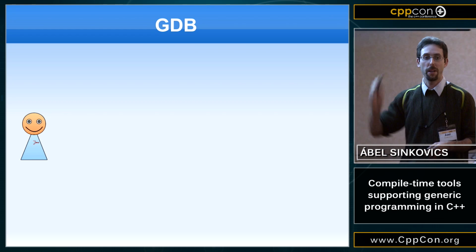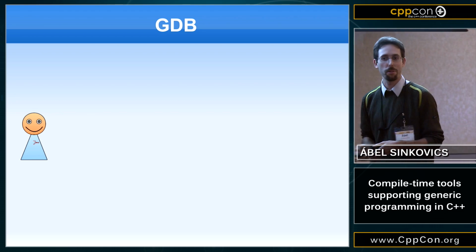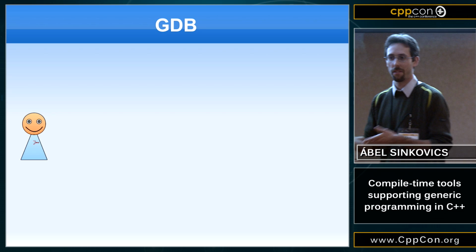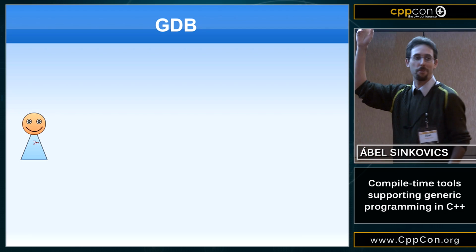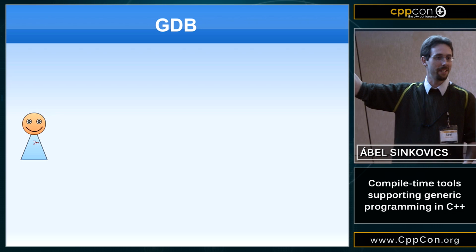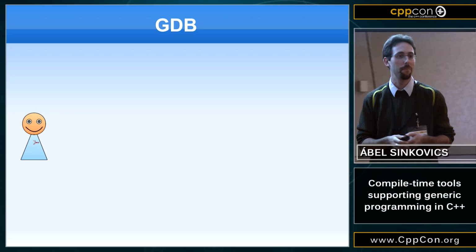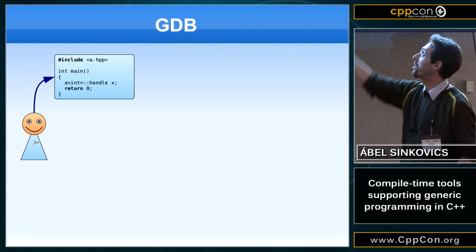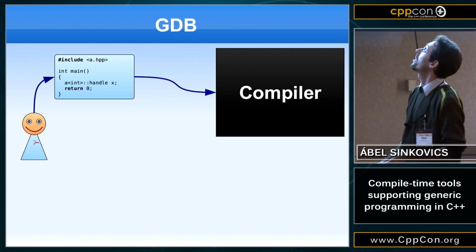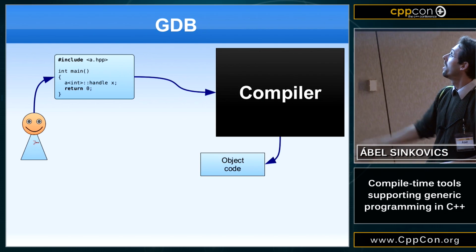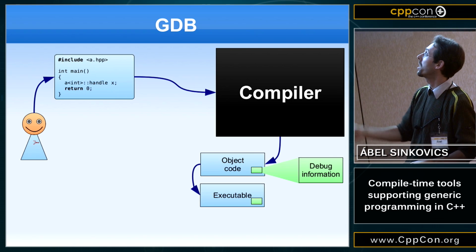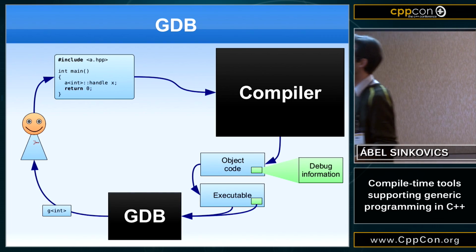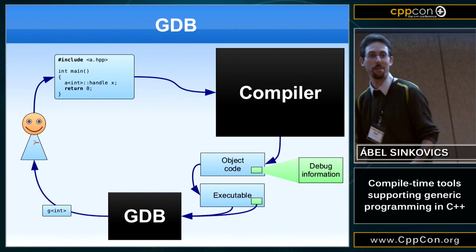You might not have known that you can also use GDB for getting this information. It might look strange because GDB is a runtime debugger, and this time you're about to use it for compile time debugging. What you can do is that you get your source code, you compile it, you generate the object code with debug information. You link it, you load it in GDB, and basically GDB will tell you the answer.